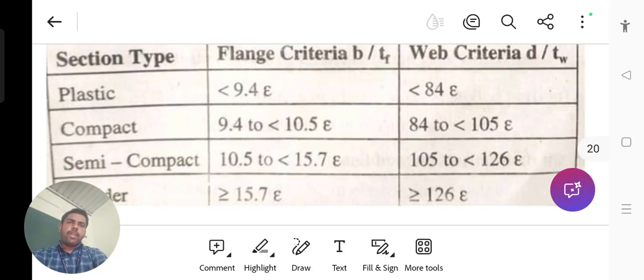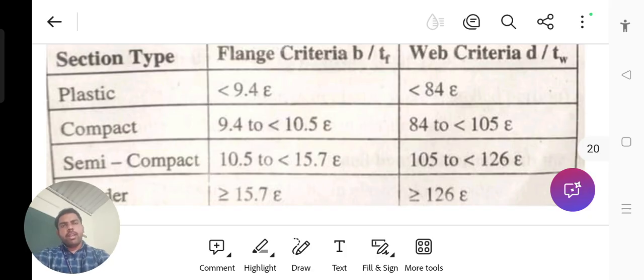For Fy, the value should be taken as 250 only, so the epsilon value is always 1. Here, in checking the web criteria, it should be less than 8.4 epsilon. For a compact section, 9.4 to 10.5 epsilon. For the web criteria, 8.4 to 10.5 epsilon. Based on these values only, we have to finalize whether the section is plastic, compact or semi-compact.